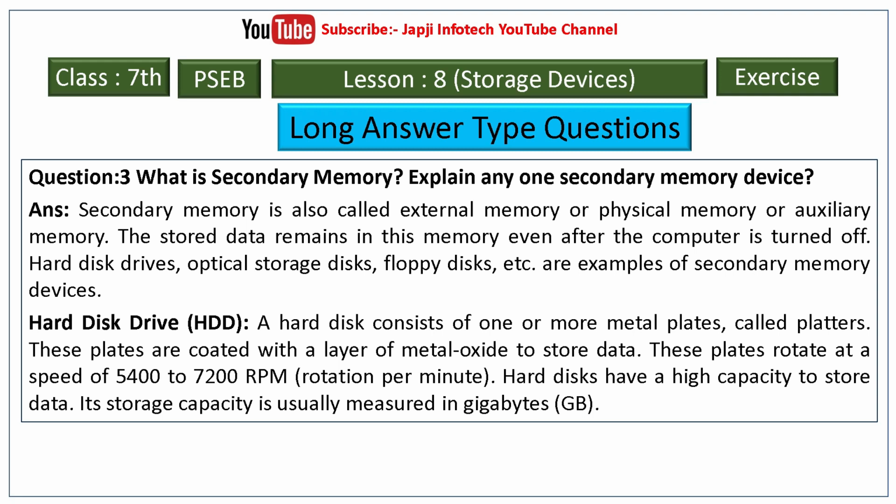So the first secondary memory device is hard disk drive. A hard disk consists of one or more metal plates called platters. These plates are coated with a layer of metal oxide to store data. These plates rotate at a speed of 5400 to 7200 rotations per minute. Hard disks have a high capacity to store data. Its storage capacity is usually measured in gigabytes.